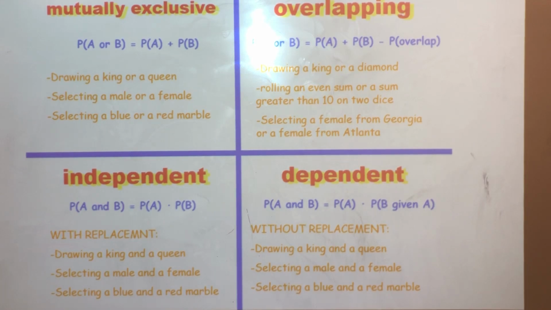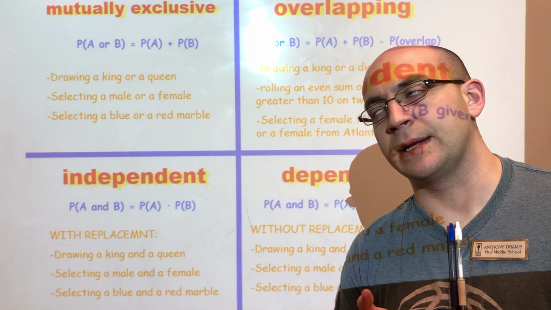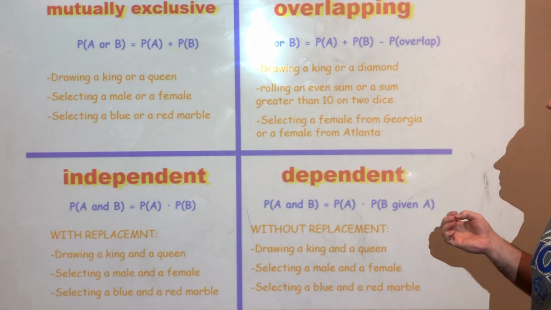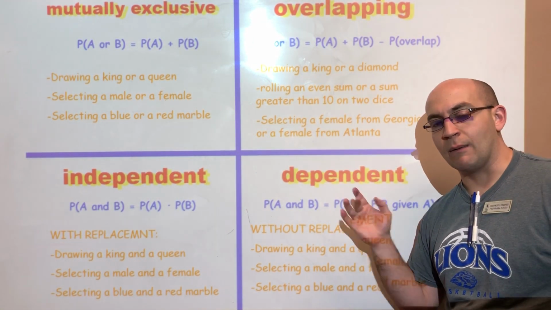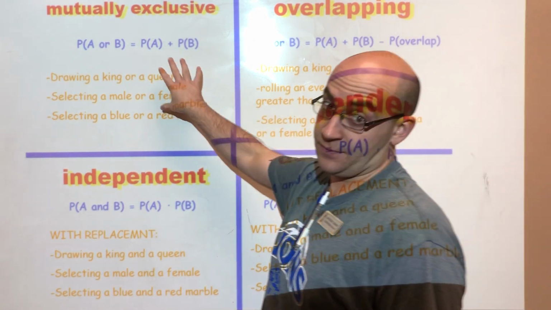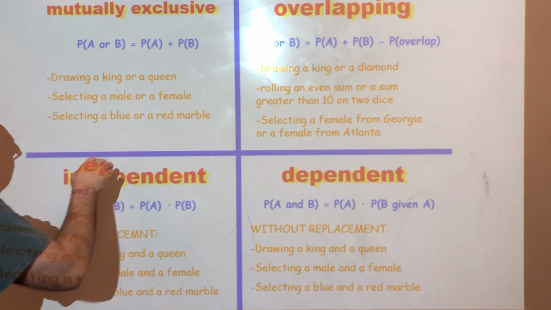Let's talk about some of the probability formulas. I'm going to do my best to go into depth with these without spending a whole lot of time. Really and truly, there are four main probability formulas. Let's talk about the first one up in the left-hand corner.